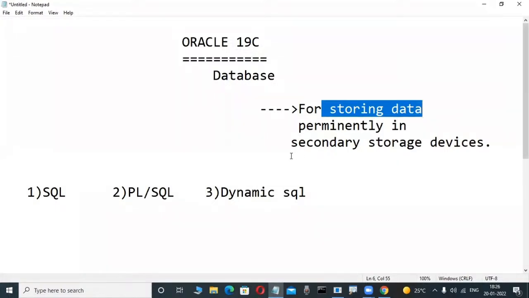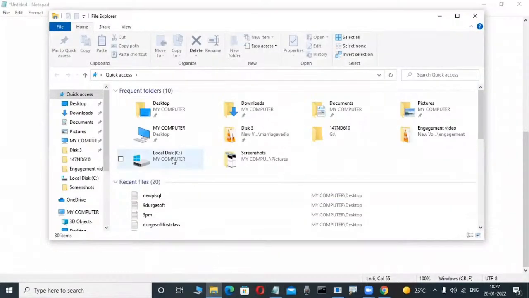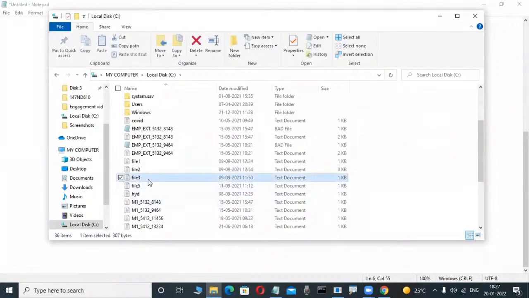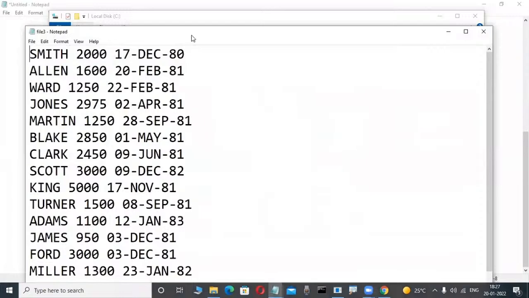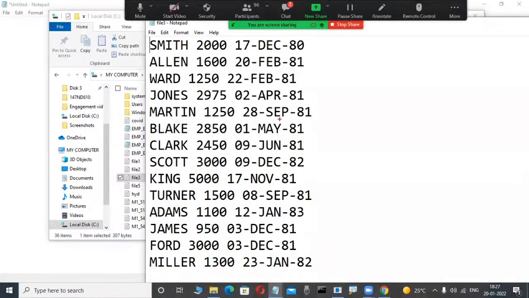Databases mean not only storing data, but also efficient retrieval of data, which is important. For example, observe the screen. In the olden days, before 1960, data was stored in a file format like this. We learn this in history. This file format also stores data permanently, but employee details are here.